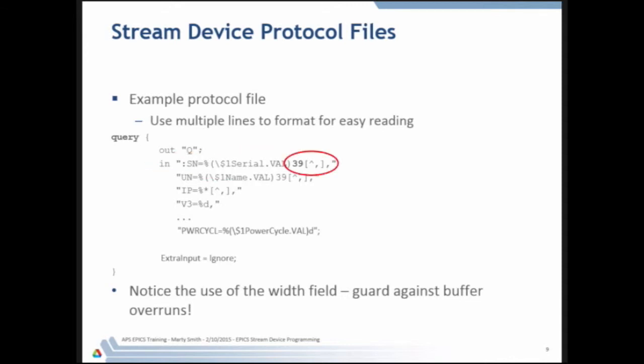So you'll note here that I used the field width to guard against buffer overruns. And so it's going to read 39 characters up to the first comma. All of the commands that come back are comma separated. So we have to include these commas in here because the StreamDevice is expecting what comes back to match what's in your protocol.